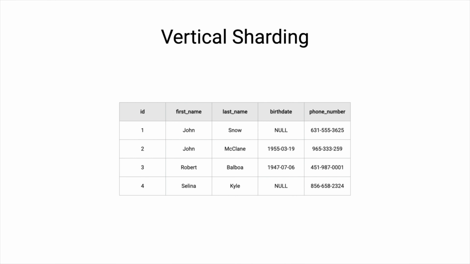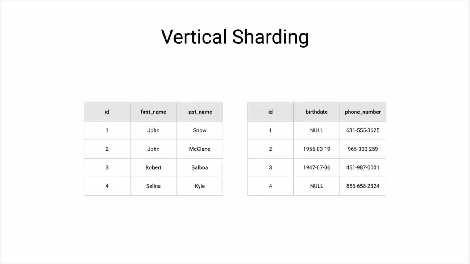In vertical sharding, which is by far more complex, the attributes of the tables are divided into smaller tables where the data is broken up by attribute, which means that tables will have both different attributes and records.